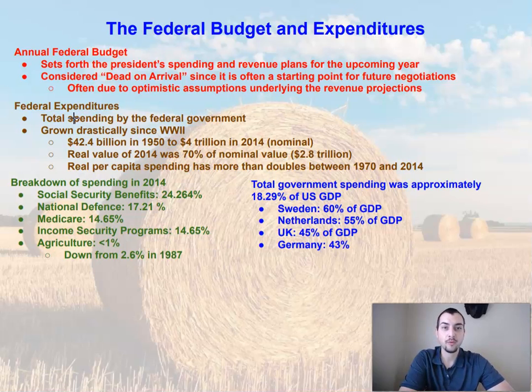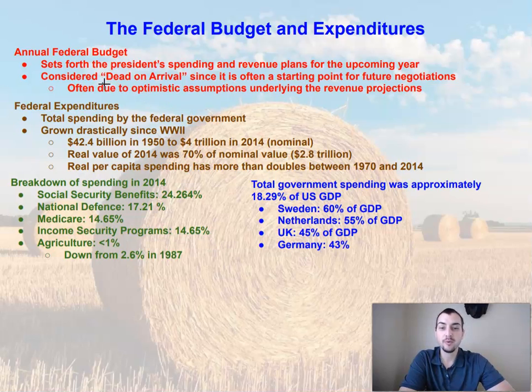What is the annual federal budget? Well, it's an annual budget set forth by the president, and it's the president's spending and revenue plans for the upcoming year. So it's what the president believes the federal government is going to spend and how much they're going to make in that particular year.